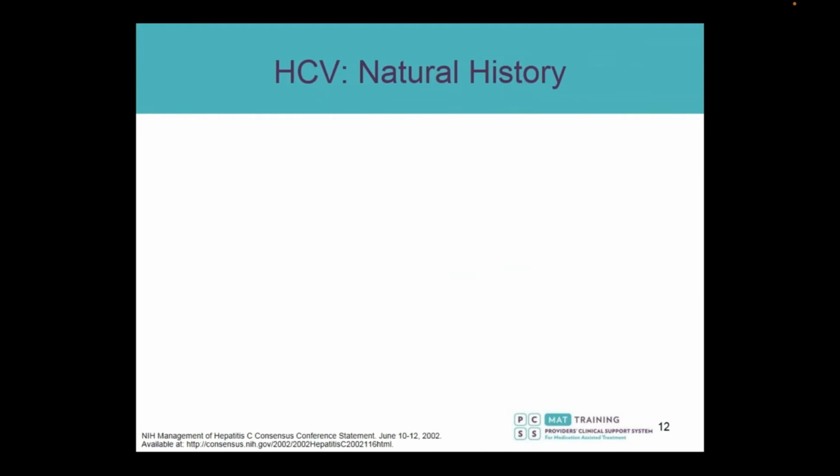In terms of education, when we're discussing hepatitis C transmission and natural history with patients, it's important to sort of demystify the process and dispel any myths that have been out there about hepatitis C. So on this slide, we're going to go over what the natural history of hepatitis C infection looks like. So anyone who is exposed to hepatitis C virus develops an antibody, and that's how we screen for hepatitis C.